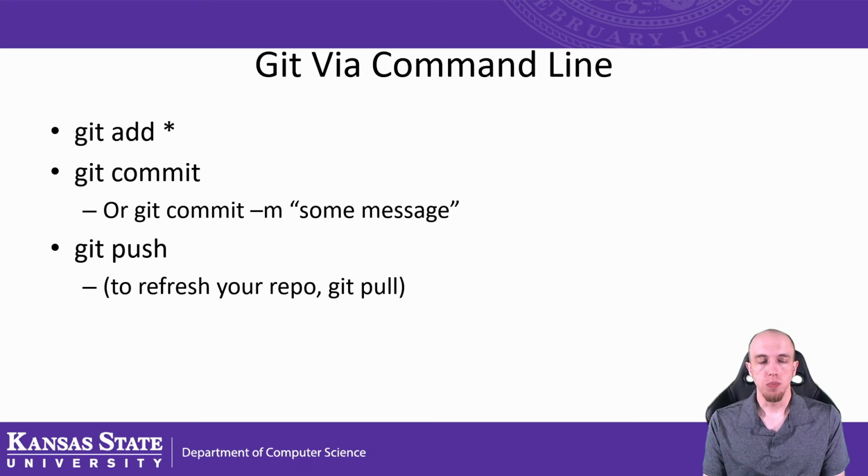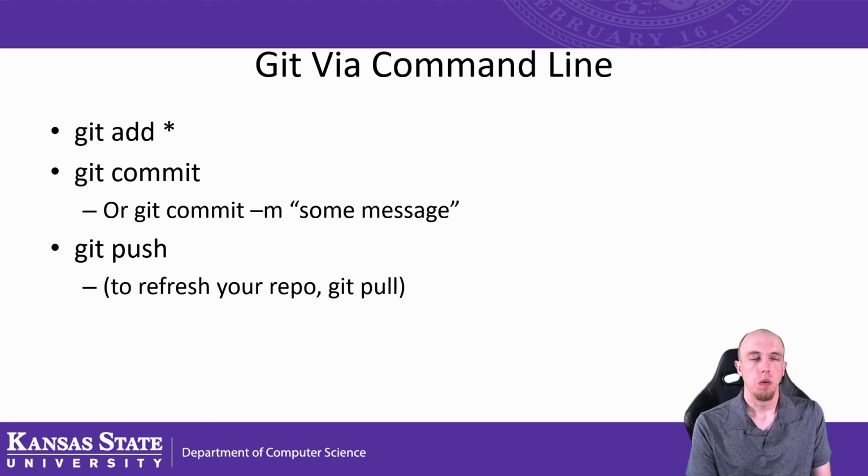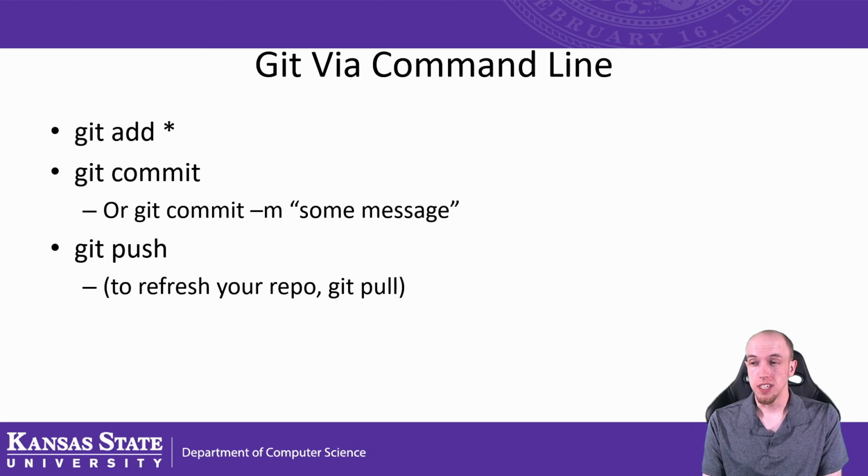But the general process that we'll follow for doing Git in the command line looks like this. You'll primarily add all of the local changes that you would like to. So git add star will add all the changes in your local repository. Now, you don't have to use star. You can add specific changes if you want to, and not others. So that works out pretty well.